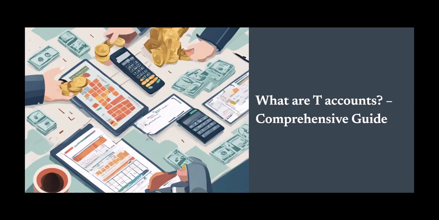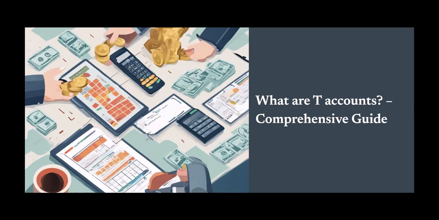Second, understand the debit and credit lingo. These terms might sound fancy, but they're actually quite straightforward. Debits represent increases in assets and expenses, and decreases in liabilities and equity. Conversely, credits show increases in liabilities and equity, and decreases in assets and expenses.